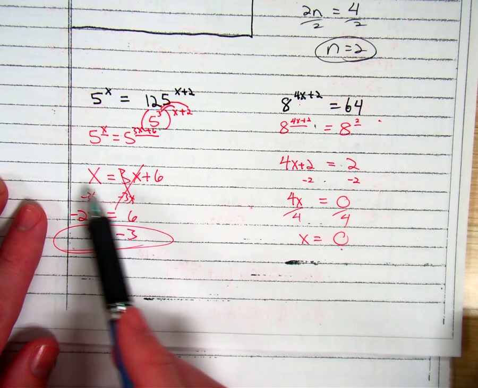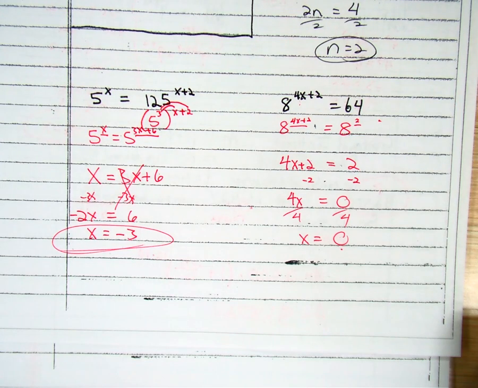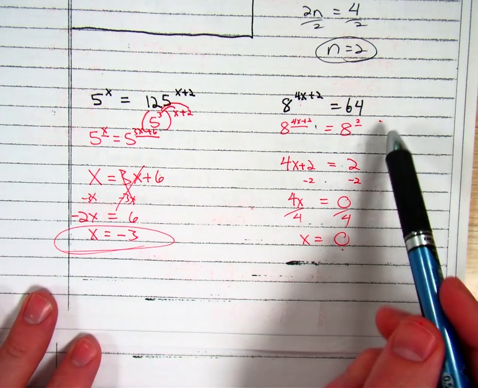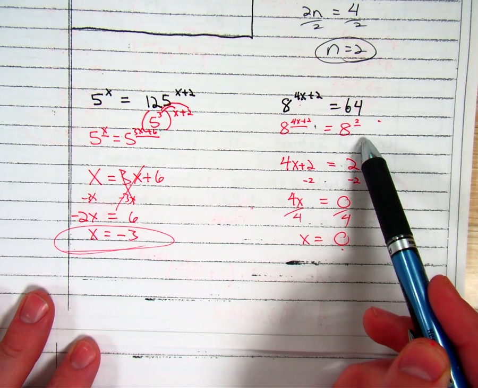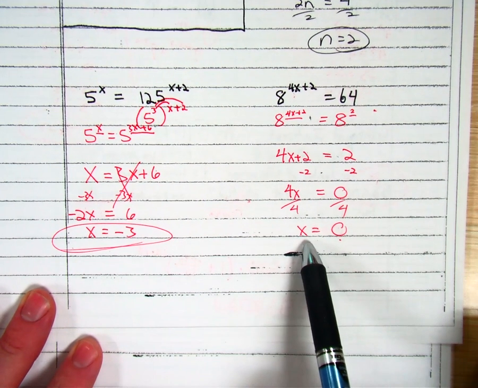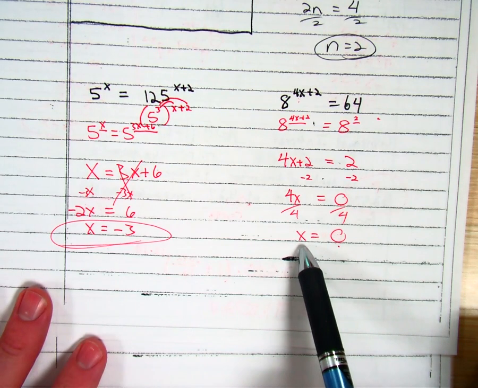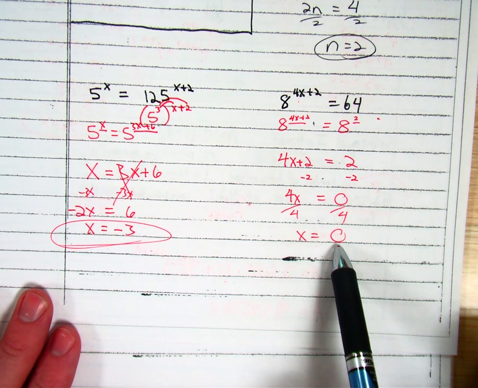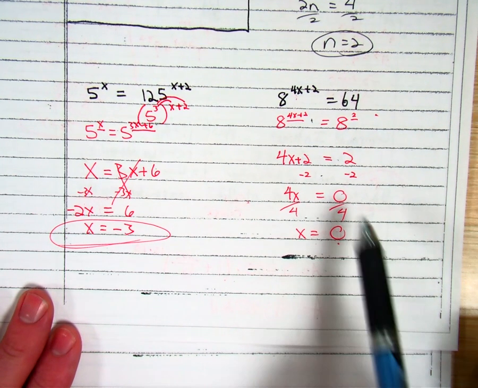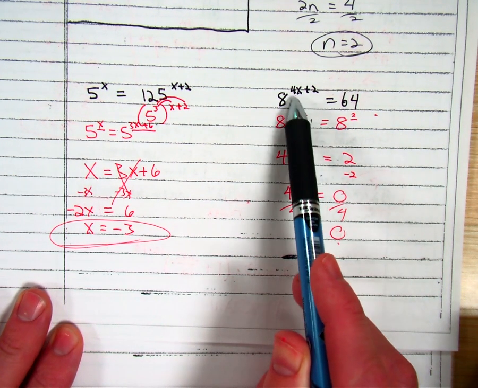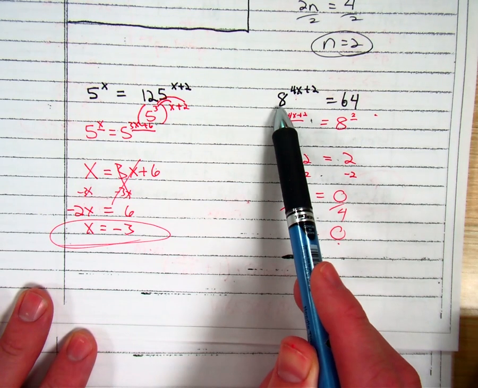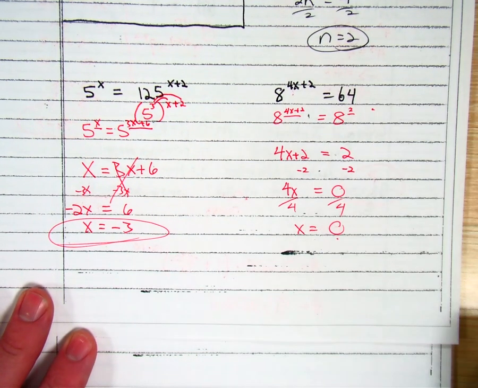x equals 3x plus 6, and we're going to solve and get x equals negative 3. On the other side, we're going to change 64 to be 8 squared. And we should get x equals 0, which might be a little bit tough to think about. You might be thinking, hey, anything to the 0 power should be 1, not 64. But if you plug that 0 in, it's 4 times 0 plus 2 more, so we actually have 8 to the second power, which does equal 64.